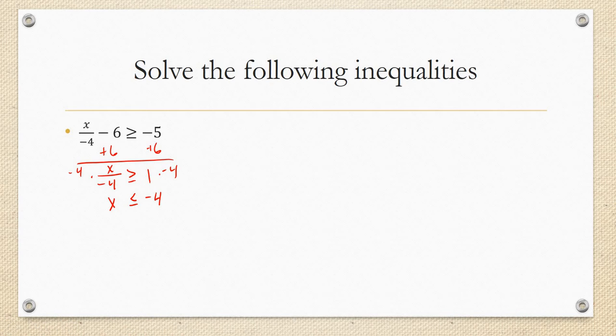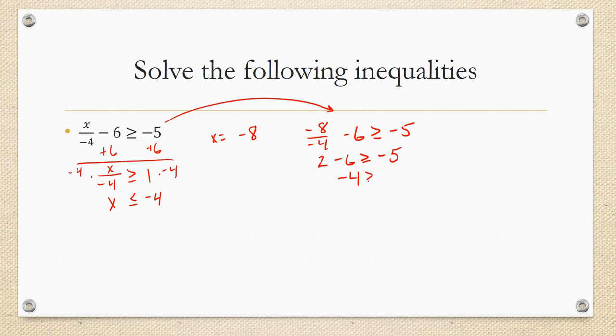The best way to check this is to pick a number less than -4. Let's pick -8. So if x equals -8, which is less than -4, I would have -8 over -4 minus 6 is greater than or equal to -5. This is my original inequality. -8 divided by -4 is 2. And 2 minus 6 is negative 4, which is greater than negative 5.